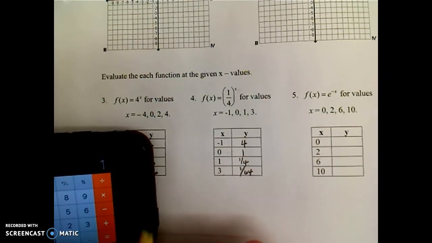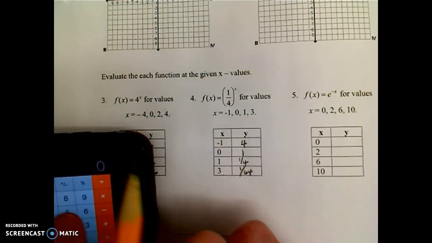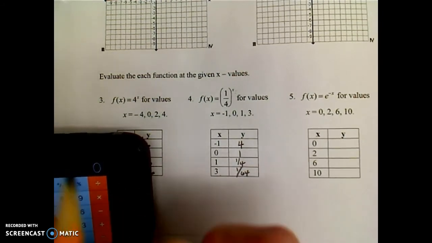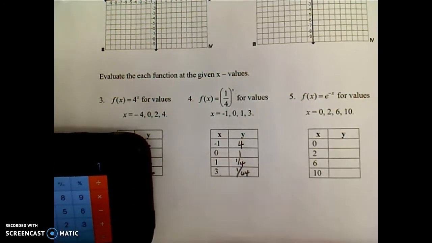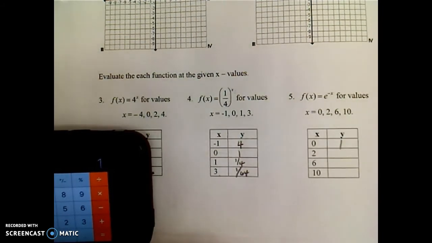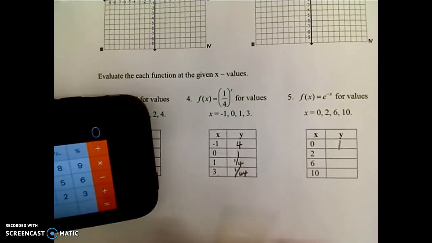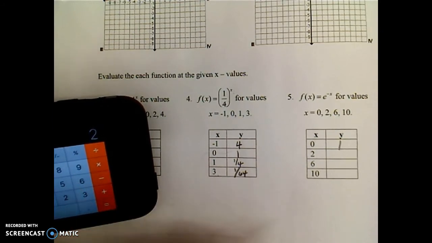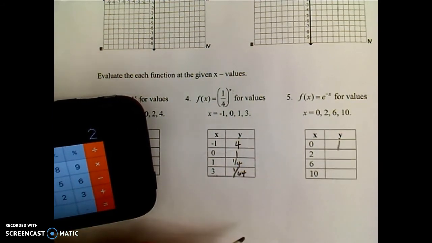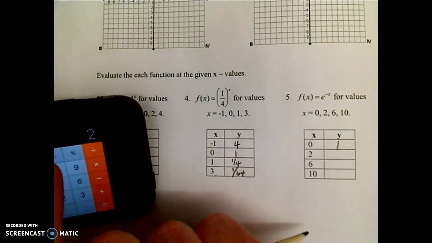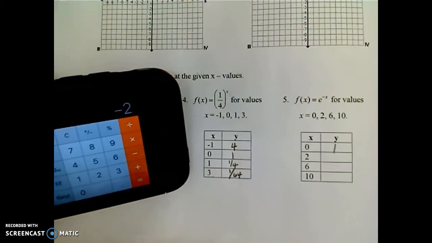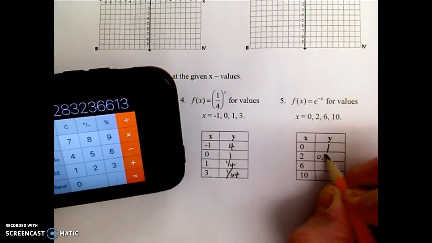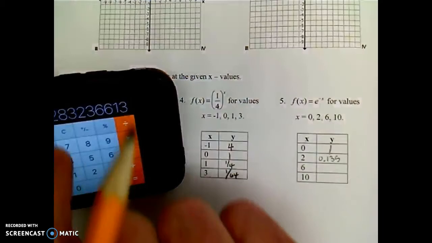So let's do e to the 0 power. Anything to the 0 power is 1. Okay, let's clear that out. See what you're going to do here. You're going to take the value, and you need your inverse value punched in: a 2. So we're going to hit the plus-minus sign, and that's going to give me negative 2. And now e to that value, 0.135. Let's clear that out.